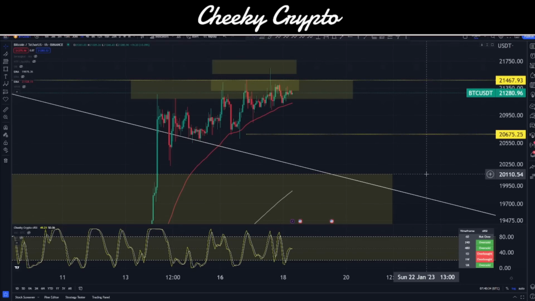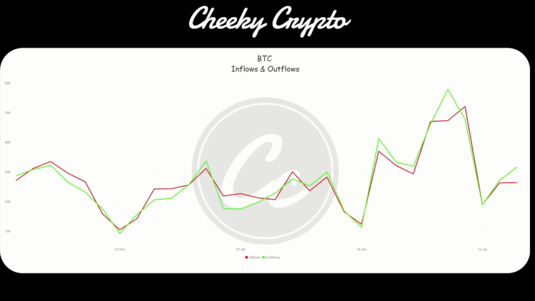Let's talk about, though, the on-chain metrics, okay? So here we have the inflows and the outflows, okay? And there is some positivity, right? And we can see this in terms of more outflows than inflows, right? So 31,000 leave the exchanges and 26,000 goes onto the exchanges.